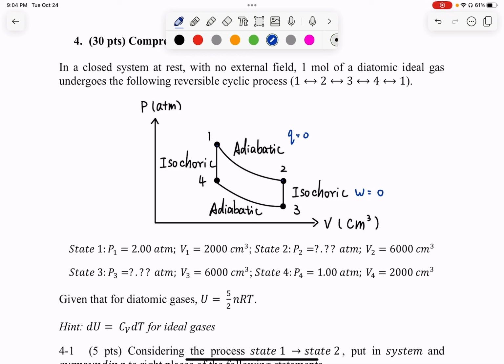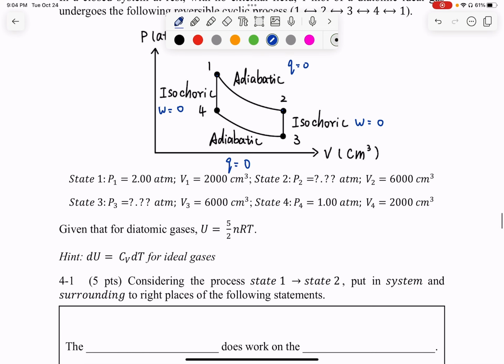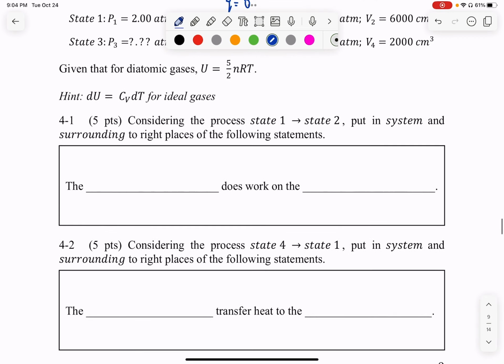So for an isochoric reversible process, your work always equals 0. For adiabatic processes, you have Q equals 0. And here we know some of the pressure and volume of some of the states, and you will be asked to solve for some of these unknown pressures or temperatures or volumes. But before that, let's look at the first problem.